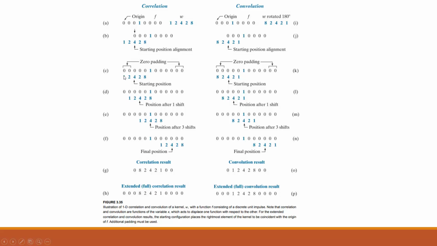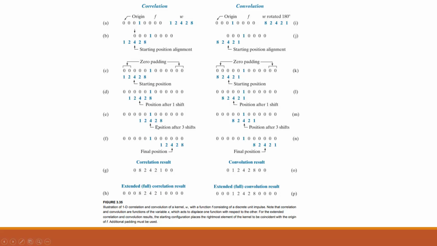So 1 into 0 is 0, 2 into 0 is 0, 4 into 0 is 0, 2 into 0 is 0, 8 into 0 is 0. The summation of all these values is 0. Now the kernel moves one shift in the rightward direction. So now it becomes 1 into 0 is 0, plus 2 into 0 is 0, plus 4 into 0 is 0, plus 2 into 0 is 0, plus 8 into 1 is 8. So now this pixel position changes to 8.